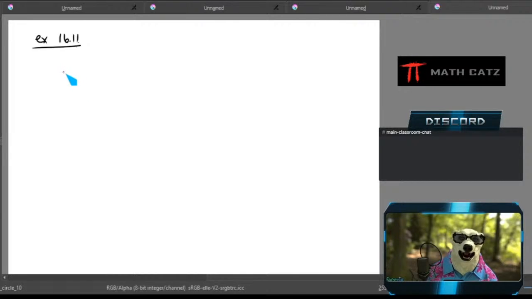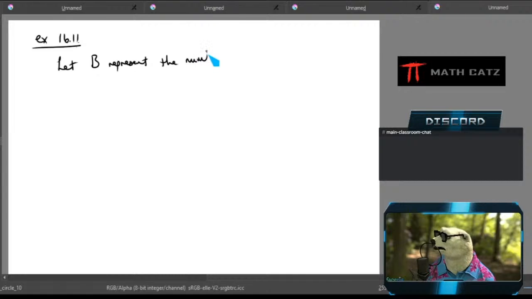Abby delivers 3 times as many papers as Bob. Connie delivers 13 more than Abby. So it seems like Bob is the one that did the least. So let's go with B for Bob. Let B represent the number of papers Bob delivers.